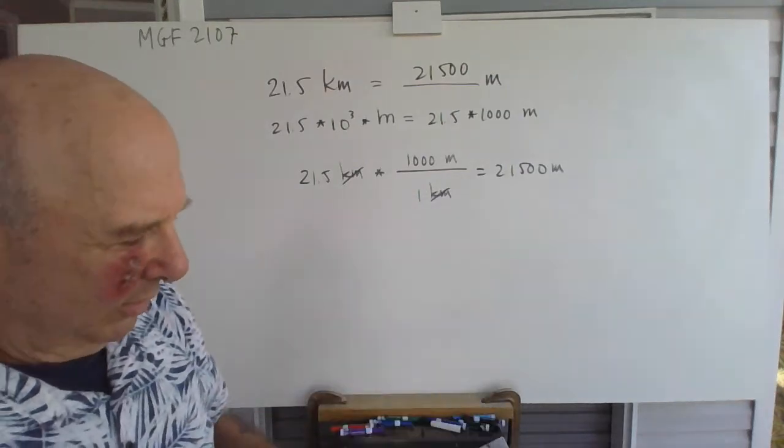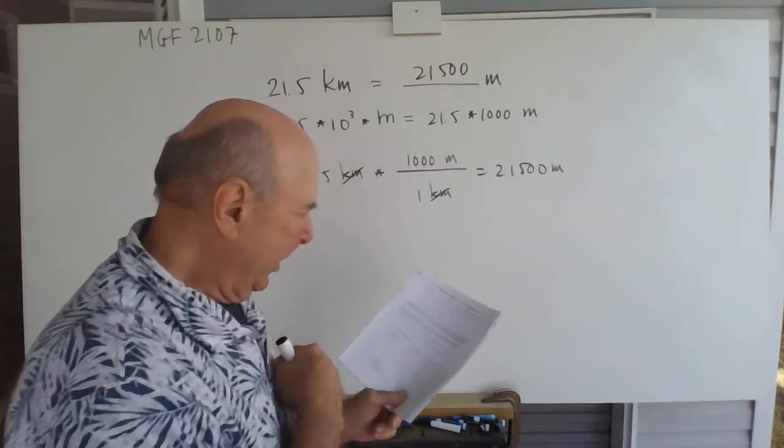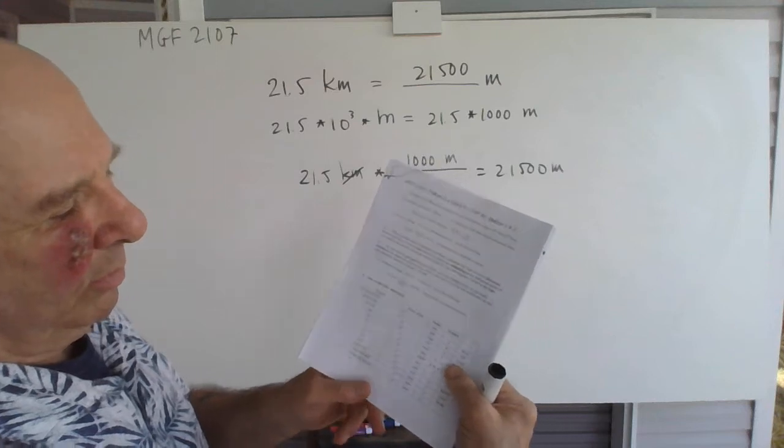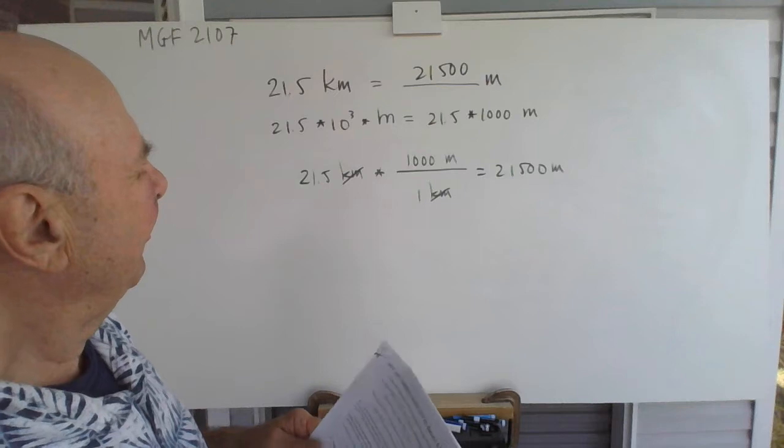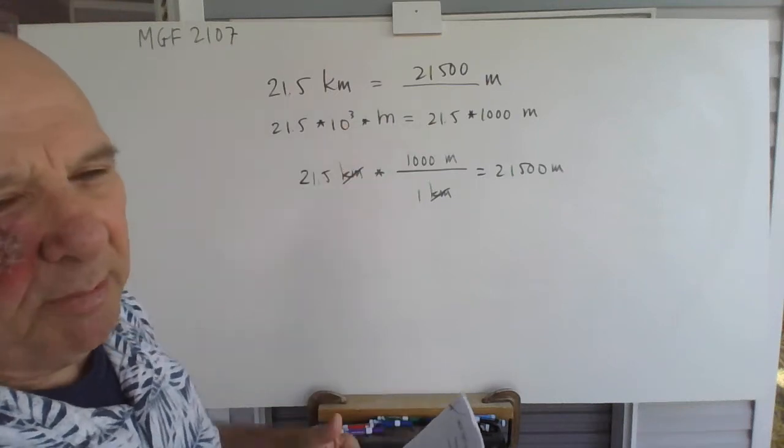This is an old one. Got to change that. When you go up, you multiply. When you go up, you divide. When you go down, you multiply. So it means multiply by 1,000.